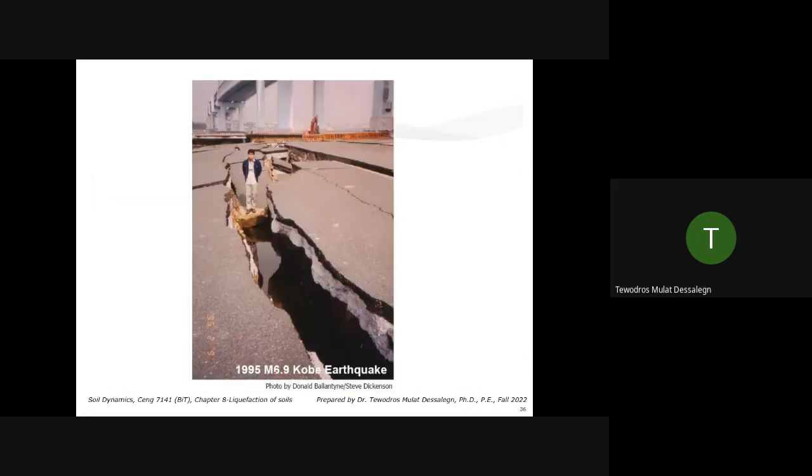1995, magnitude 6.9 Kobe earthquake. I don't know, but maybe this is lateral spreading cracks. You can see the size of the crack compared to a human being's height. Pretty large crack. And this is happening, imagine, very close to a bridge, right? This is a bridge.